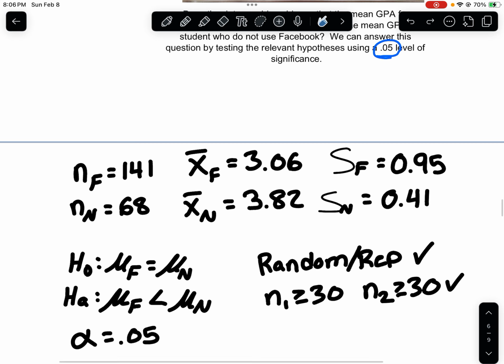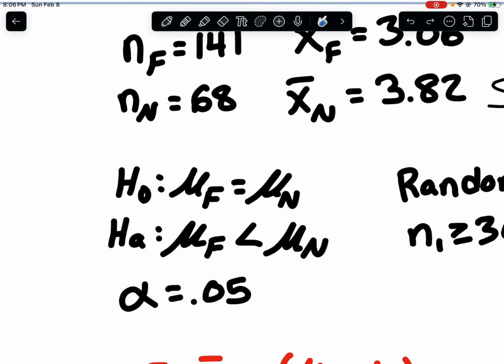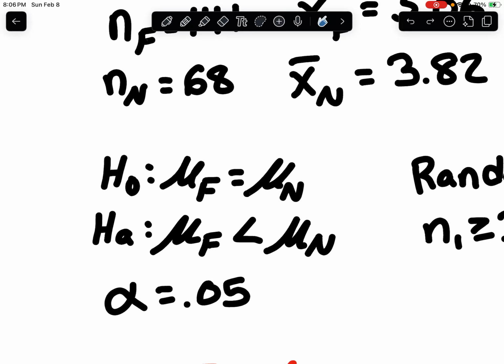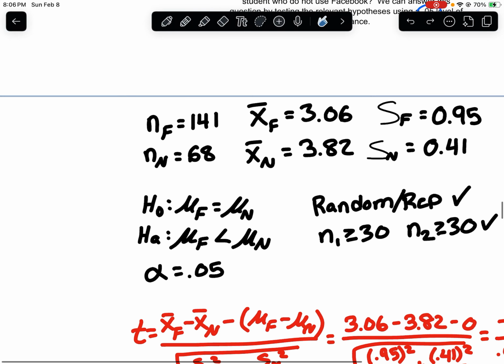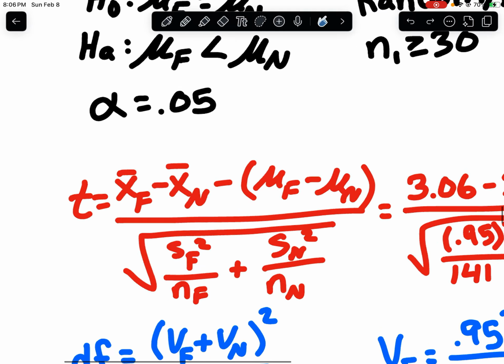I'll make that change real quick. So again, we were given representative samples, and our sample sizes are bigger, so check there. For our hypotheses, we're going to work under the assumption that the GPAs are the same, so that the average for Facebook is equal to the average for not Facebook, and we're trying to prove that the average for Facebook is less than the average for non-Facebook users. And we want to use that alpha level of 0.05 in this case.